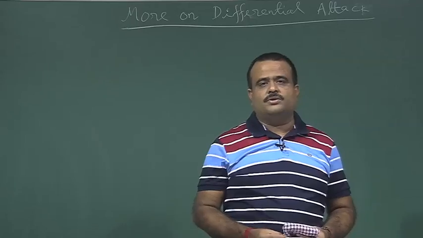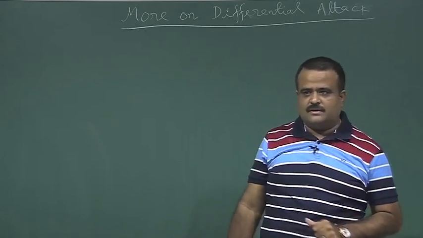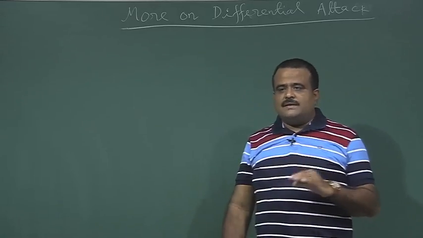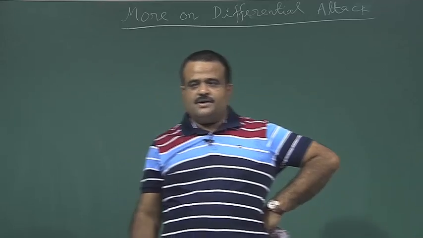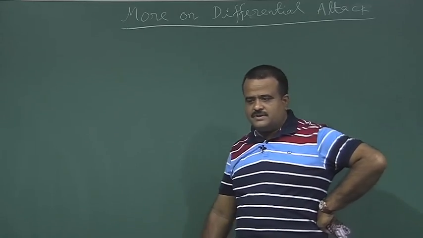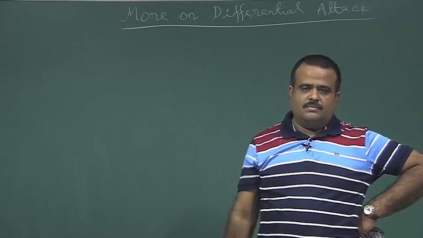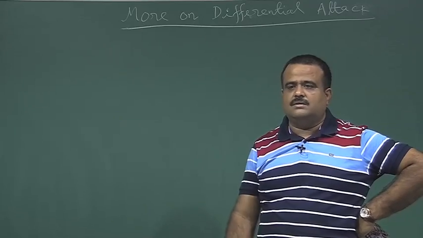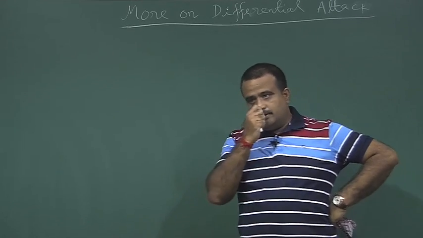Okay, we have seen the differential attack, which is a non-generic attack on block ciphers. We will continue with that and talk about some variants of differential attack, like impossible differential attack, truncated differential attack, and higher order differential attack. In this talk, we will talk about one variant called the boomerang attack on block ciphers. This is also a non-generic attack.